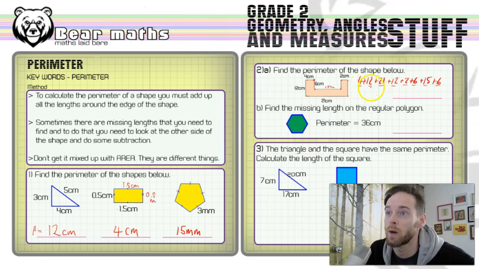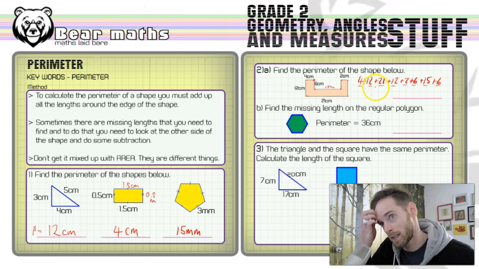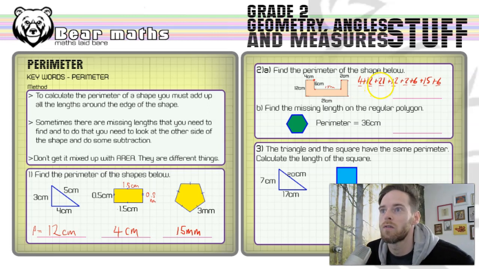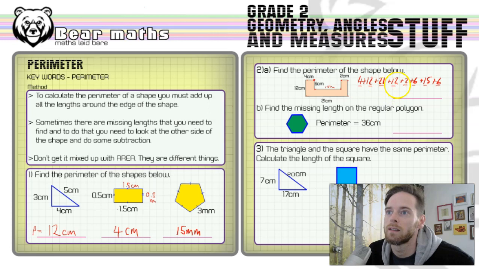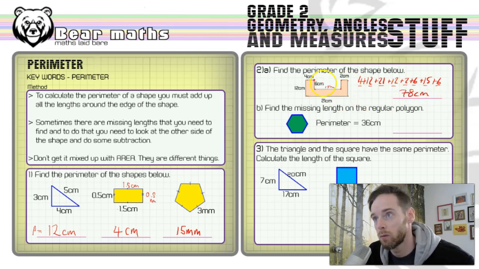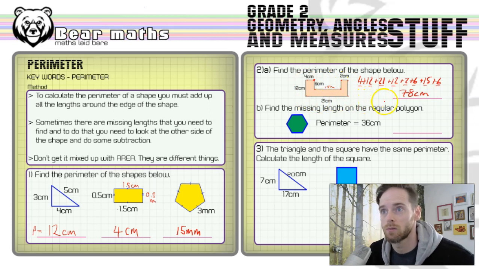So 4 plus 12 is 16, plus 21 is, well, add 6 onto 21, 27, so 37, 37, 39, 49, 51, 57, 62, 72, 72 plus 6, 78. So 78 centimeters in length all the way round that shape. That's the perimeter of the shape.